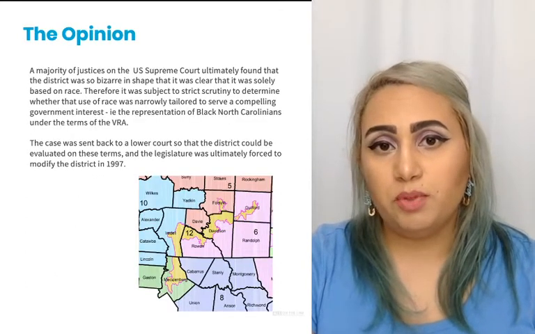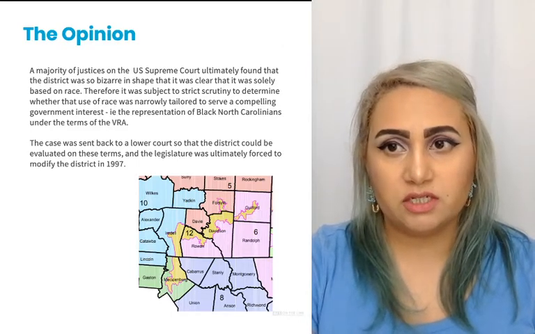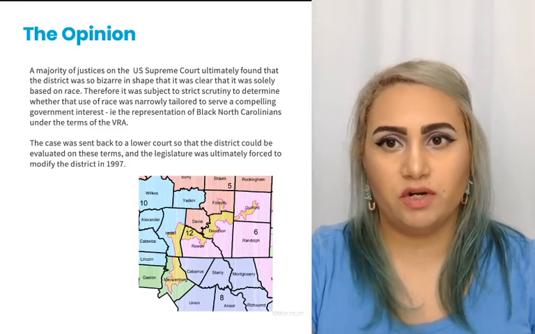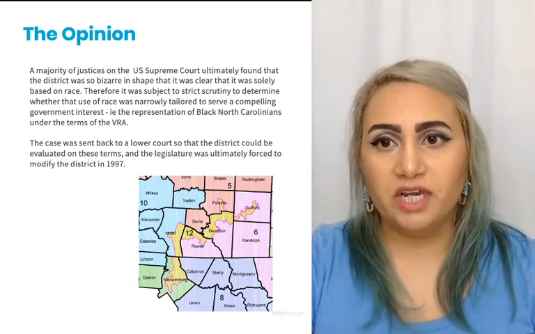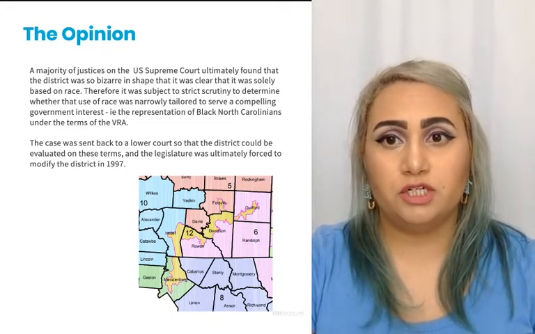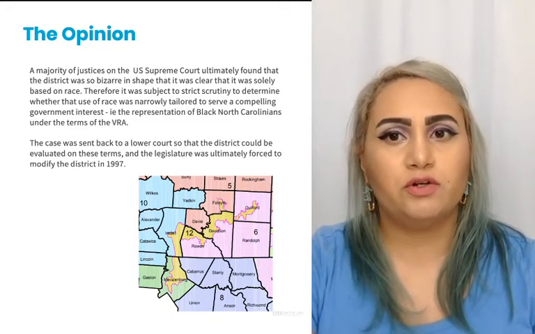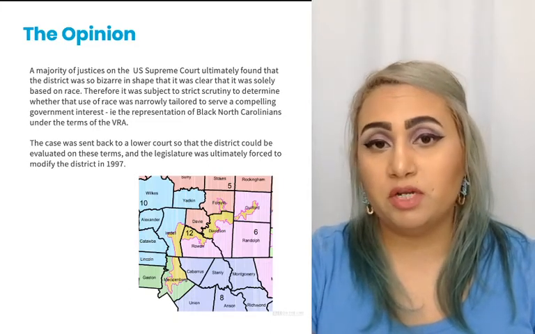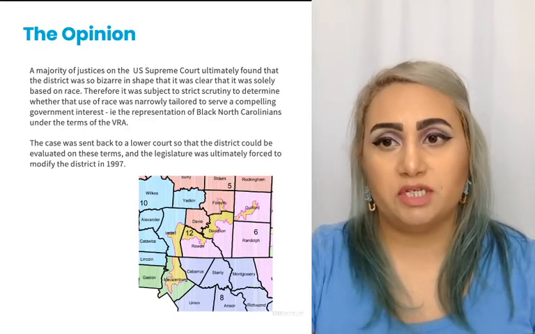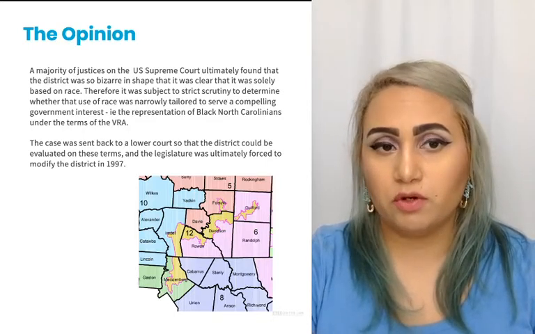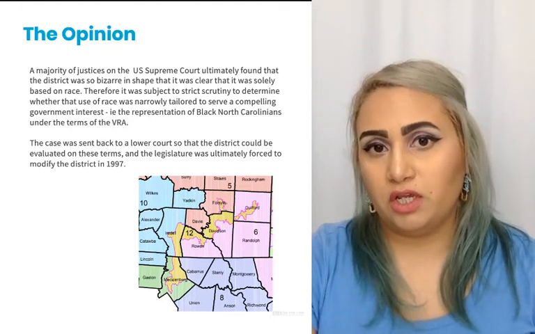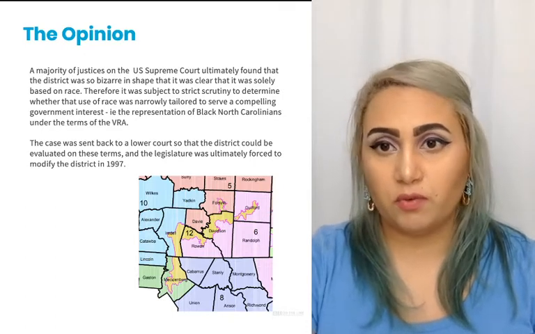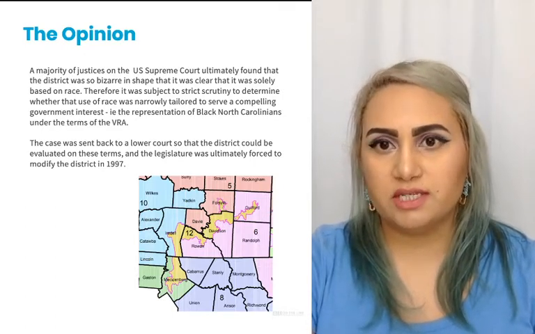All right. So in the opinion that came out of this case, a majority of the justices found that the district was so bizarre and so strange in shape that it was clear that it was solely based on race. And if something is solely based on race, then it should be subject to strict scrutiny to determine whether or not that use of race was narrowly tailored to serve a compelling government interest. The compelling government interest would be the representation of Black North Carolinians under the terms of the Voting Rights Act. So strict scrutiny was required as to whether or not it was really necessary to use race in this extensive way to meet the requirements of the Voting Rights Act.